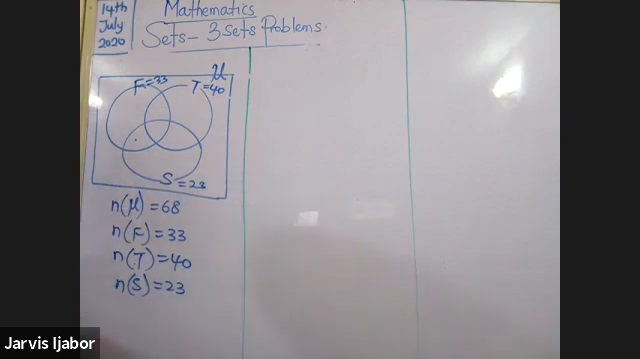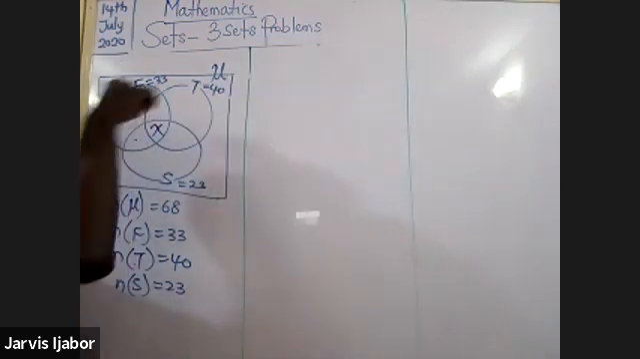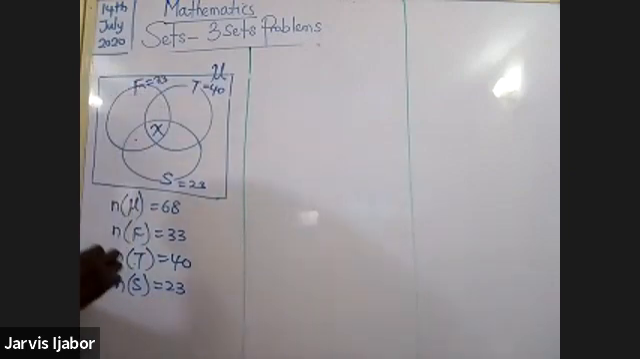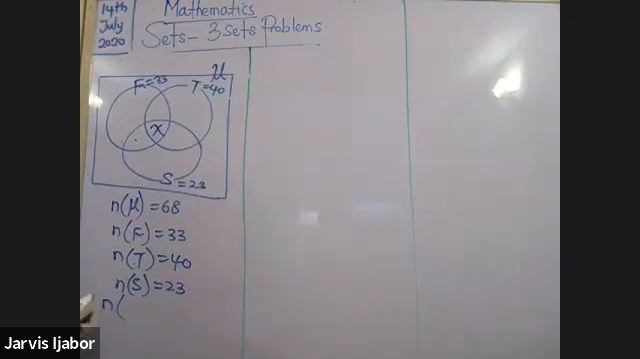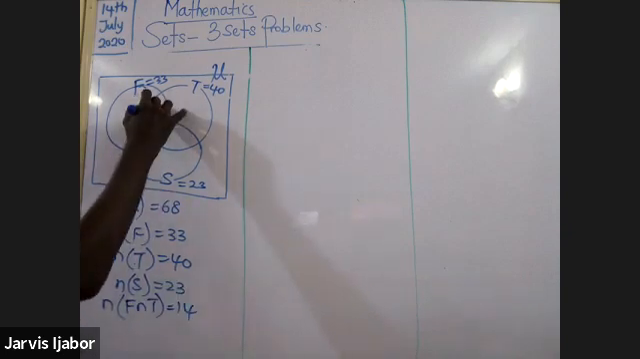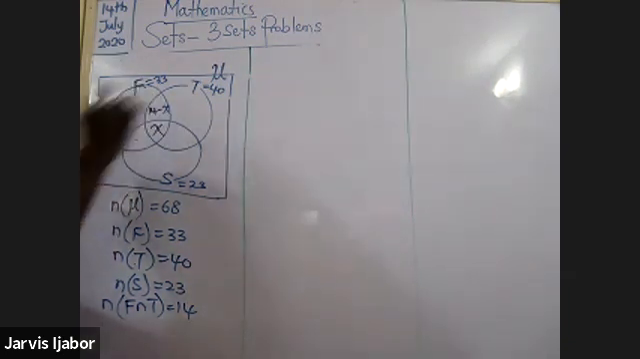So before you start calculating anything, you need to introduce something we call X. You need to remove what is common to all of them. So you have been told that the number of what? 14 do both field and track. So number of field and track is 14. So field and track, that will now be 14 minus X. Why? Because I've accounted for the ones that do all three.